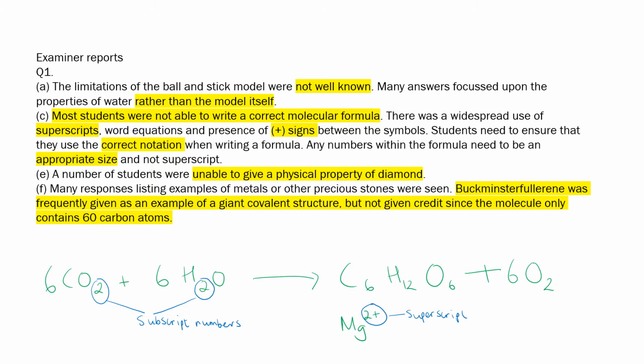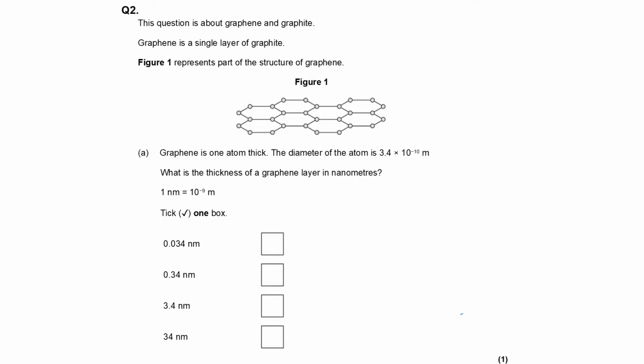Okay, so now we move on to question 2. This question is about graphene and graphite, which I know straight away are giant covalent substances. And it says graphene is a single layer of graphite. Okay, figure 1 represents part of the structure of graphene. So it's the one layer. It says A, graphene is 1 atom thick. The diameter of the atom is 3.4 times 10 to the minus 10 meters.